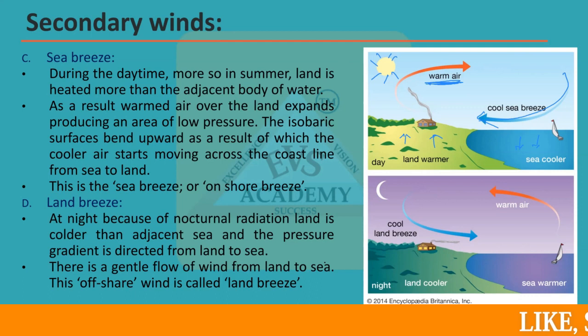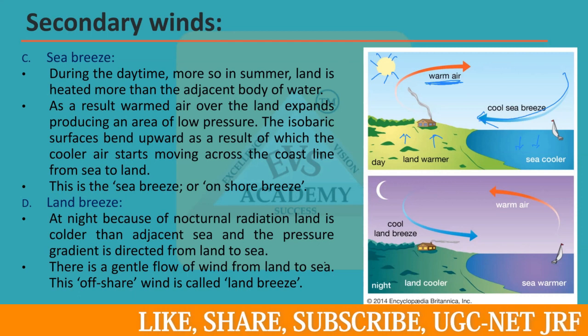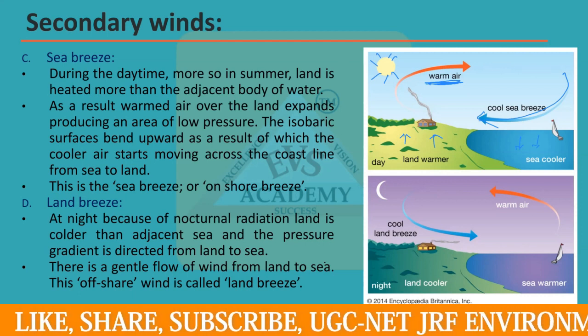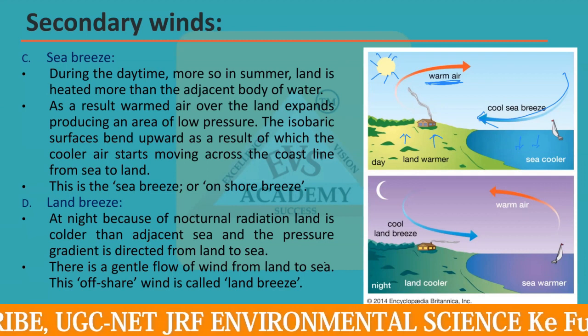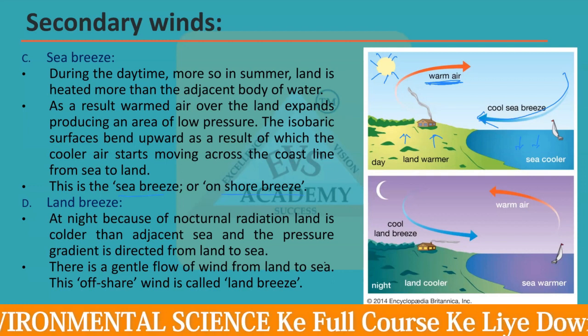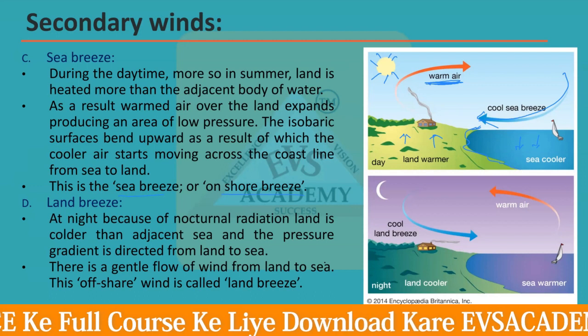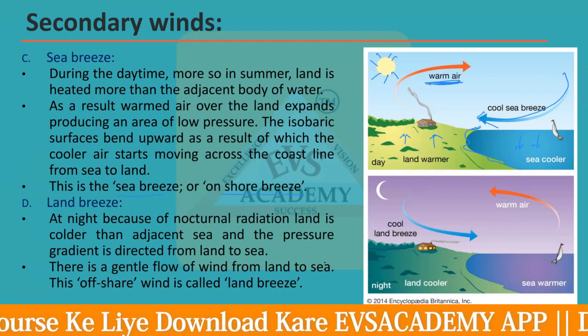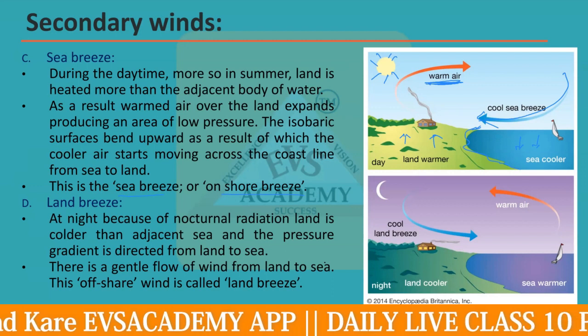As a result, warmed air over the land expands, producing an area of low pressure. The isobaric surface bends upwards, as a result of which the cooler air starts moving from the seaside across the coastline, from the sea to the land side. This is called the sea breeze, or also the shore breeze, because it is coming from the shore region, the shore area of the ocean. So it is also called the shore wind or sea wind, or sea breeze or shore breeze.